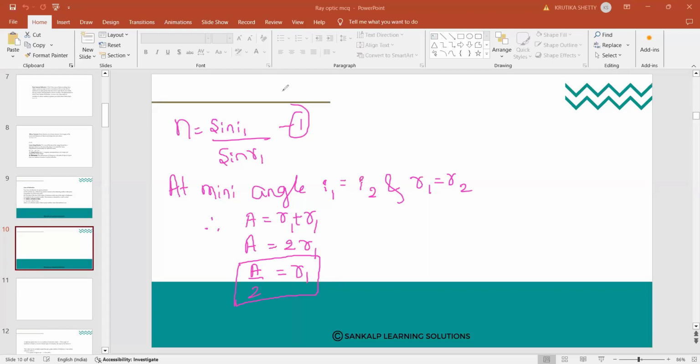So what is the aim of the derivation? To derive the refractive index value for the prism. The refractive index of the prism is given by sin I1 by sin R1. Now, after the derivation we have the R1 value, that is A divided by 2. At what condition? At minimum angle of deviation. Till here, is it clear? So we can go for the last step.